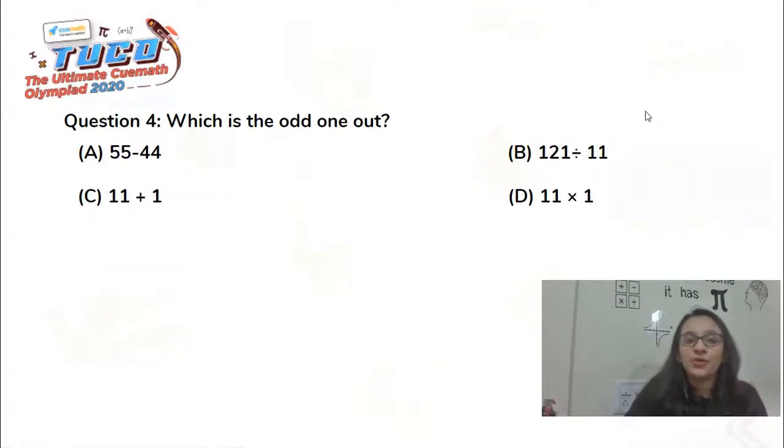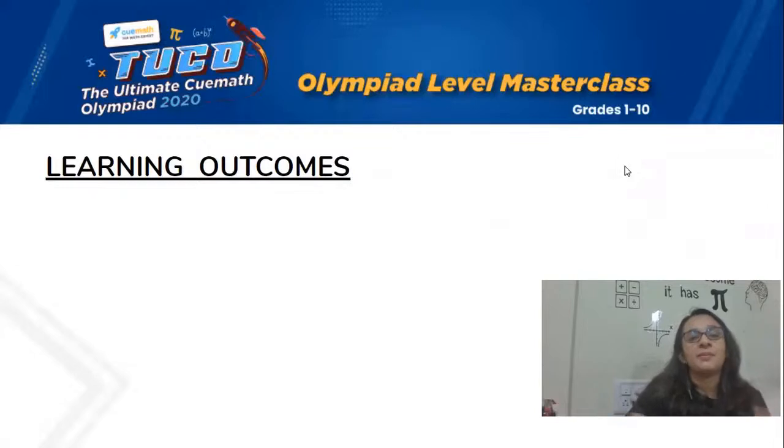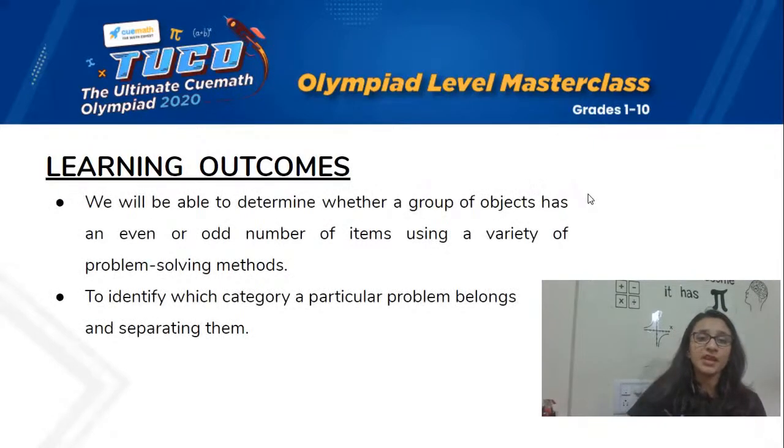So with this, we move on to the final part of our masterclass, which is the learning outcomes. What all did we learn in today's masterclass? The learning outcomes that we have is, we will be able to determine whether a group of objects has an even or odd number of items using a variety of problem solving methods.